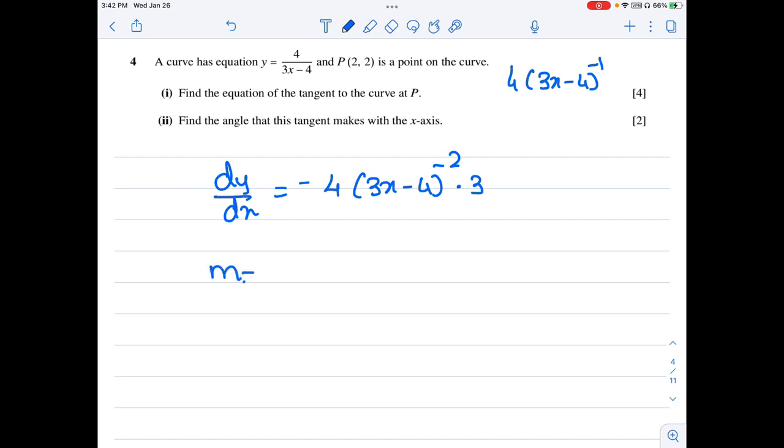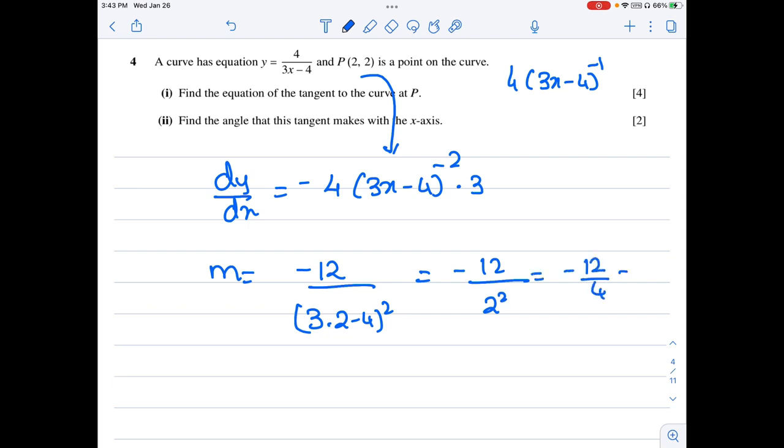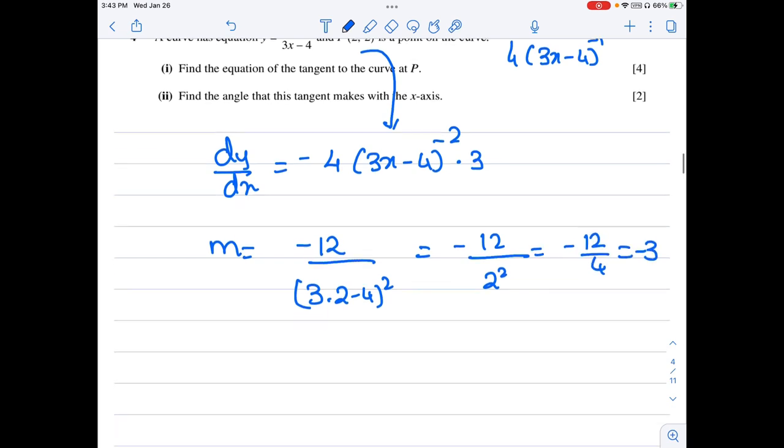So then the slope will be, plug in the (2, 2) over here, minus 12 times 3 times 2 minus 4 whole square. So this should be giving you minus 12 times 6 minus 4 is 2, 2 square, minus 12 upon 4, which is negative 3. So the gradient is negative 3.